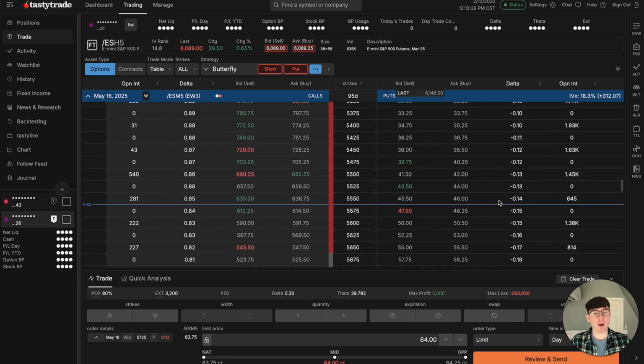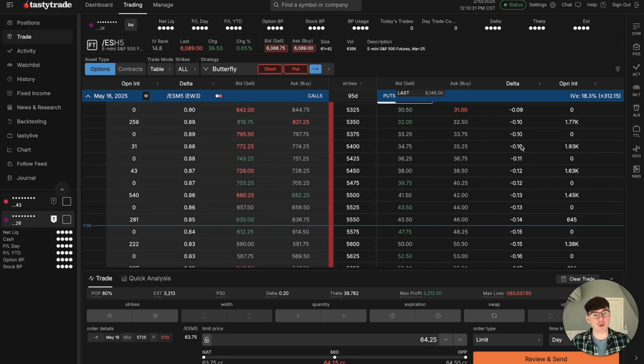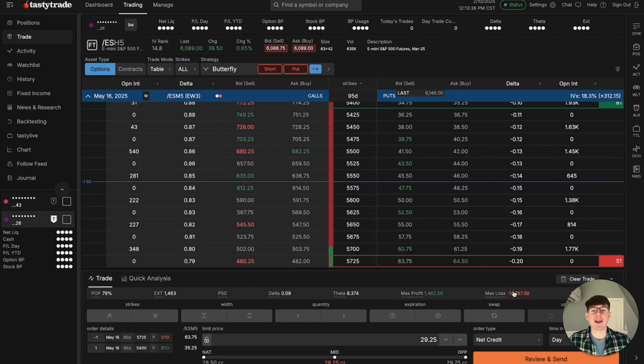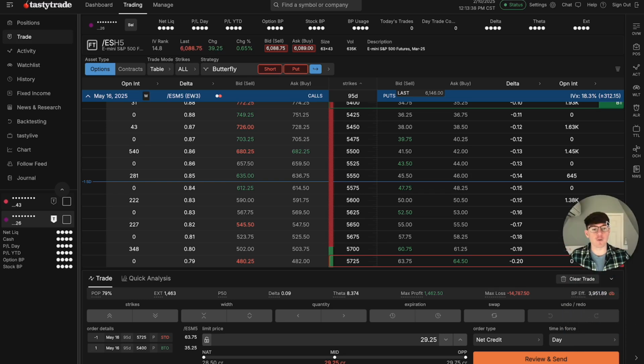Then I'm going to scroll up a bit. I'm going to find the 10 delta or the closest one to it. It's right here, 10 delta. I'm going to buy this contract. Sweet. So now that we've done that, we can look at the numbers for this trade.